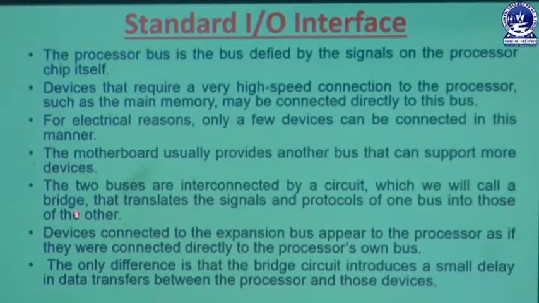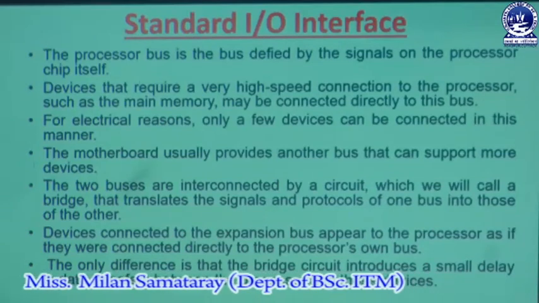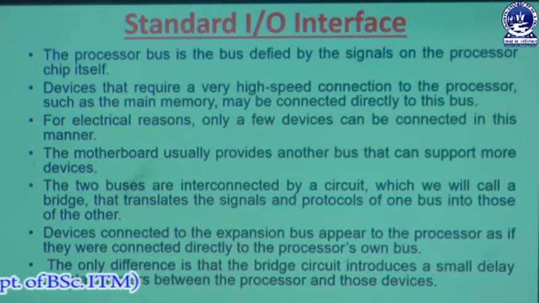Then devices connected to the expansion bus appear to the processor as if they were connected directly to the processor's own bus. So the devices which are connected to these other buses, not the processor bus, have no idea that they are connected with some other bus, because the buses which connect these devices appear to the processor as if they were the processor bus, where actually they are not.